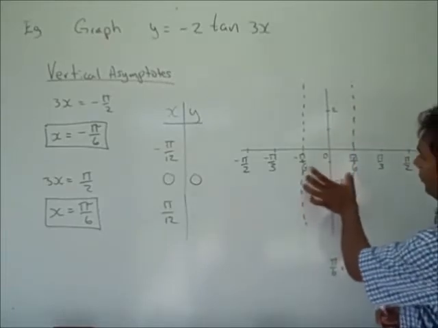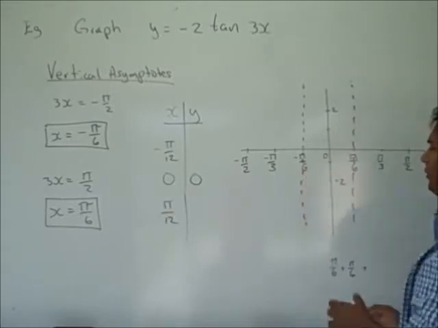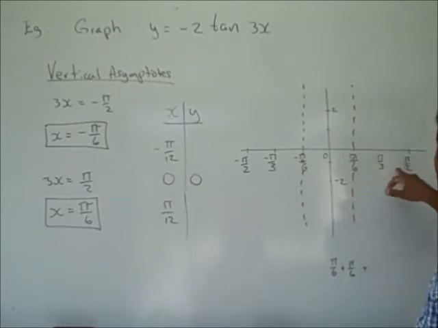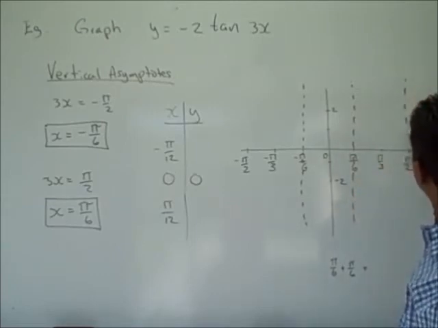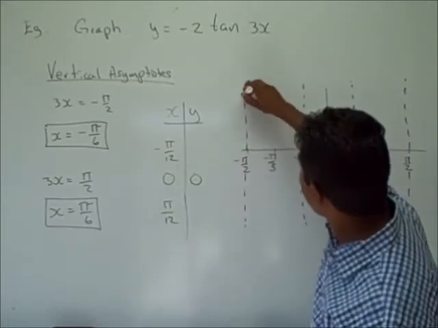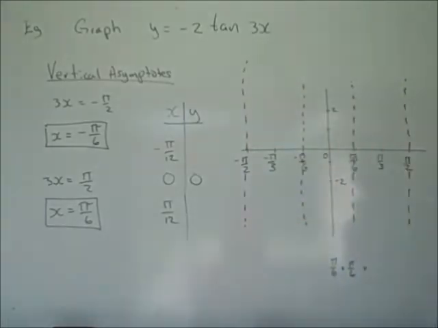So our period here would be pi over 3. If we add pi over 3 to pi over 6, we get our next vertical asymptote. And if we go this direction, we get our next vertical asymptote.